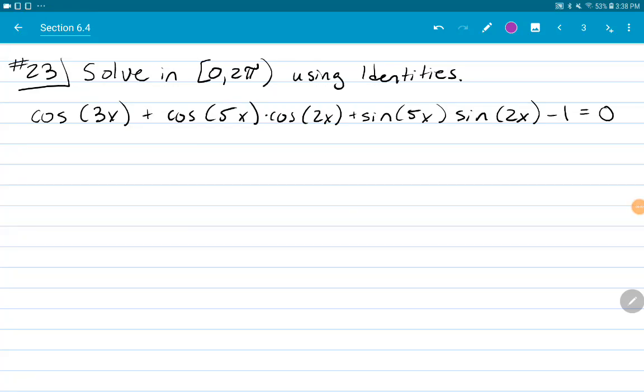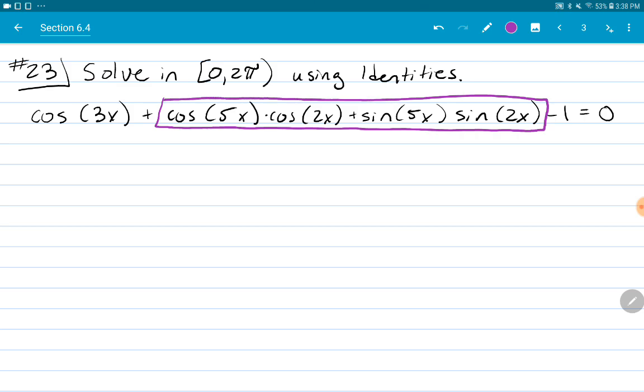Section 6.4, number 23. We need to solve this big, long equation using identities. And the first identity that jumps out to me, which will also help this big, giant equation look a lot smaller for us, is that guy. Notice the 5x, 2x of cosines plus 5x and 2x again with sines.